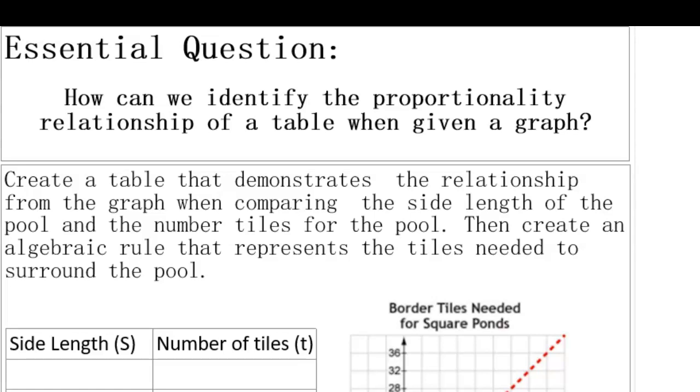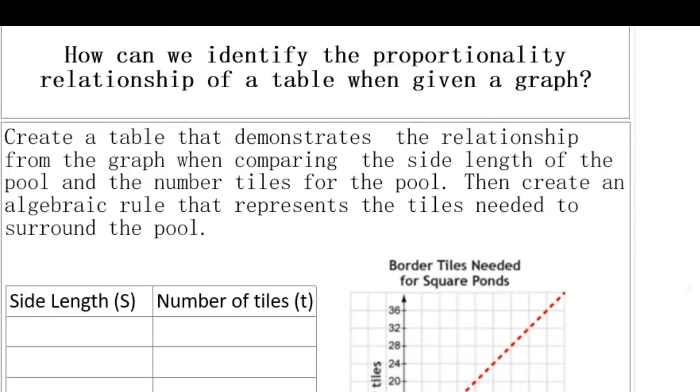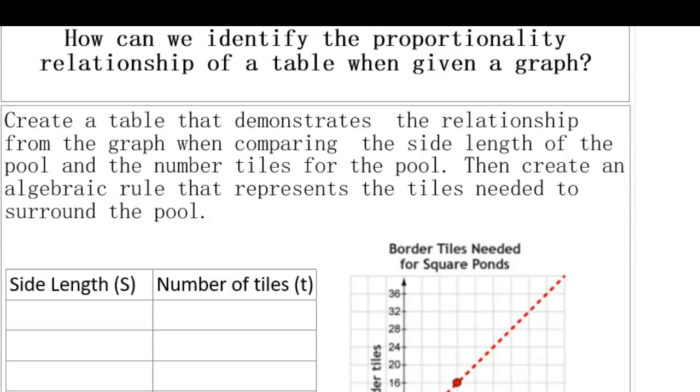Please go ahead and write your essential question, and as well go ahead and write the first example. You guys don't have to draw the graph, but go ahead and write the table. So when you guys are ready, come back and press play.